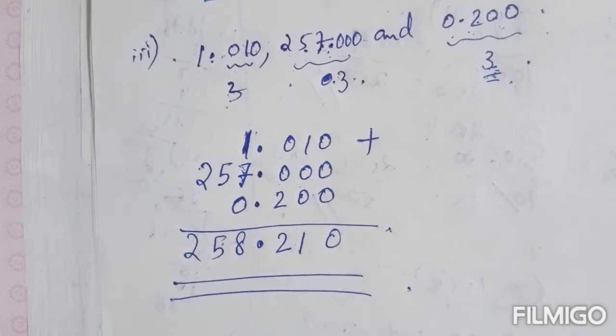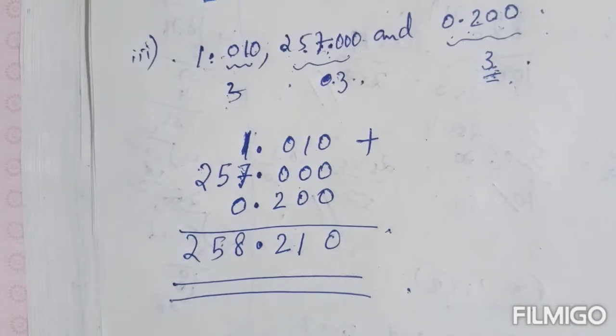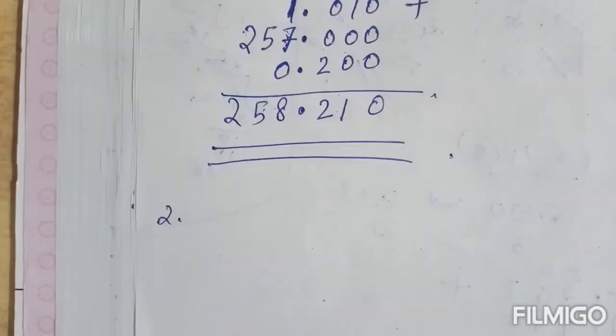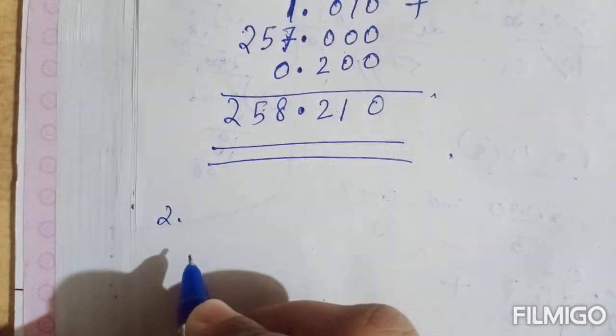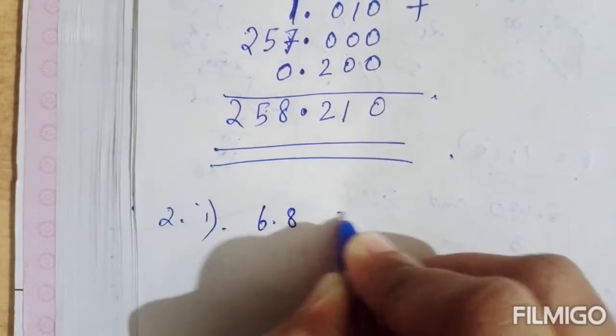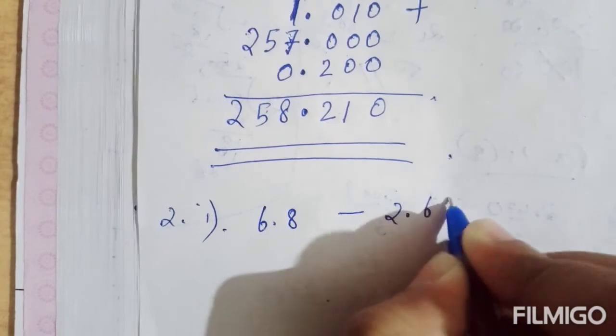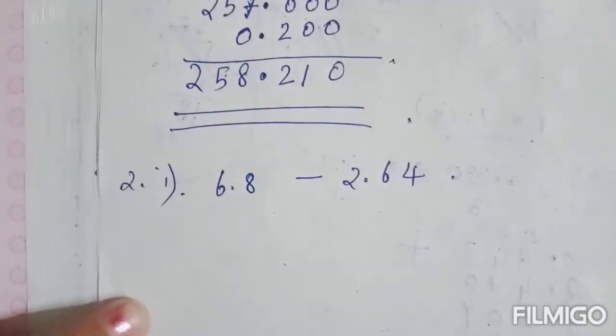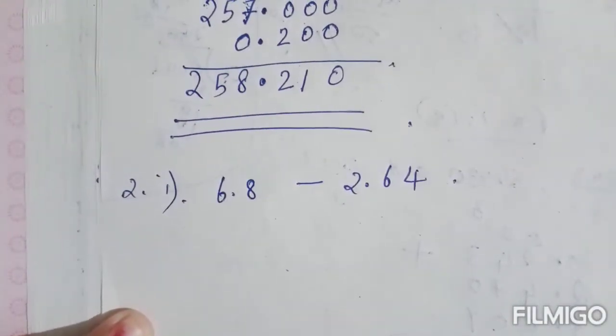Okay, now the fourth one and fifth one you can do as homework. Next, subtraction. Second question, find the value of: in that first one, 6.8 minus 2.64. So in case of subtraction also we need like decimal numbers. If they are unlike, you have to first convert them to like decimal numbers.